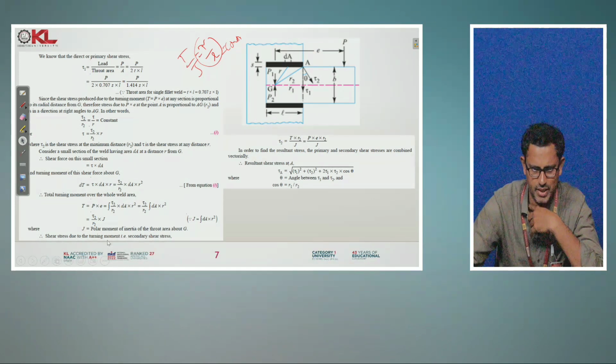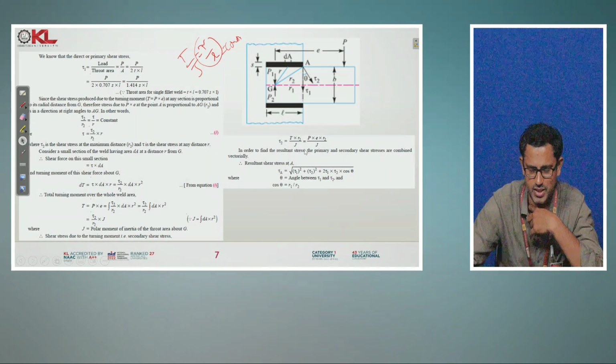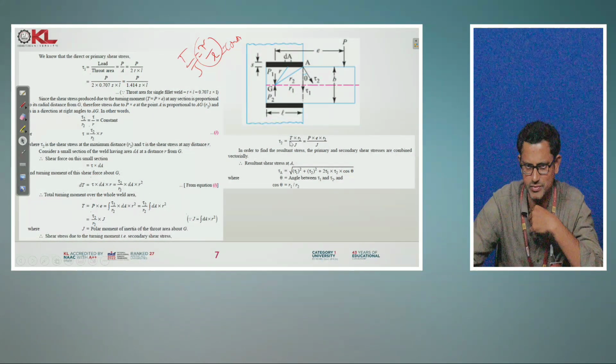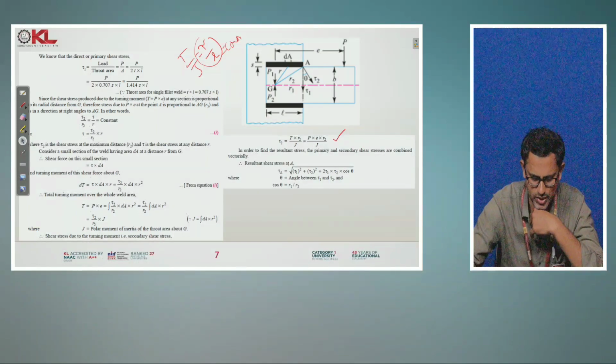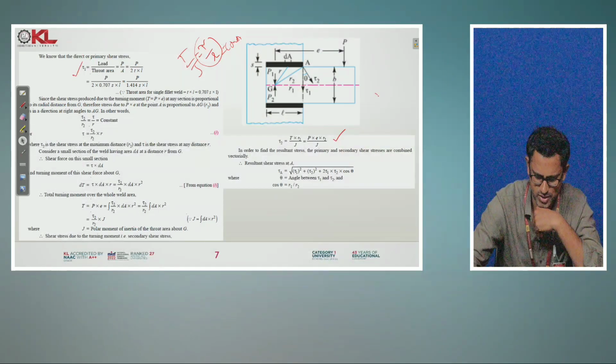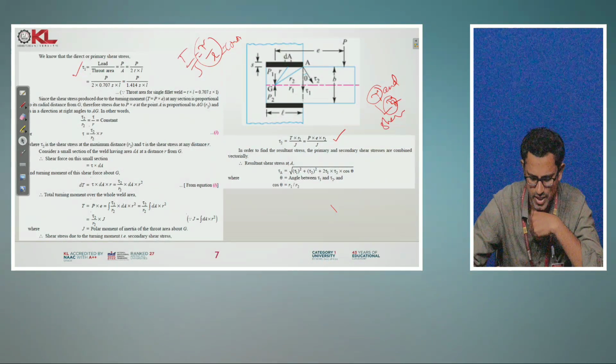By substituting the remaining values, the J value and the twisting moment, in T by J equal to tau by R, you will get the tau 2 value as T into R2 by J. J is the polar moment of inertia for the weld sections. Tau 1 we already know. Since tau 1 and tau 2 both belong to the shear stress category, we can use the resultant equation.